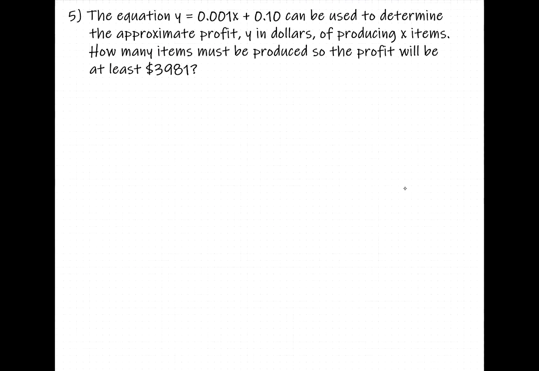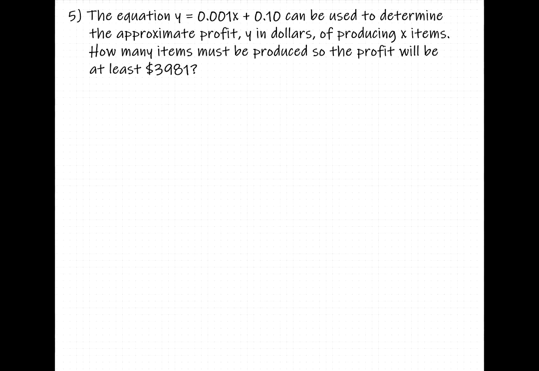All right, number 5. The equation y equals 0.001x plus 0.10 can be used to determine the approximate profit, y, in dollars of producing x items. How many items must be produced so that the profit will be at least $3,981?